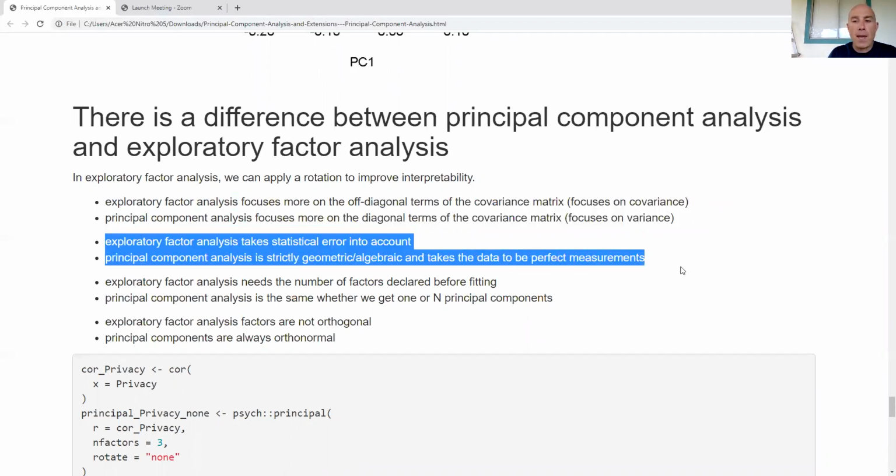Another difference is that exploratory factor analysis is statistical with a geometric foundation, while principal component analysis is strictly geometric and algebraic. Since exploratory factor analysis takes error into account, it has an error term in there, so we accept the fact that our data is not perfect. Anytime I'm doing principal component analysis, my model truly is assuming that I have perfect measurements, which is absurd for the field that we're talking about.